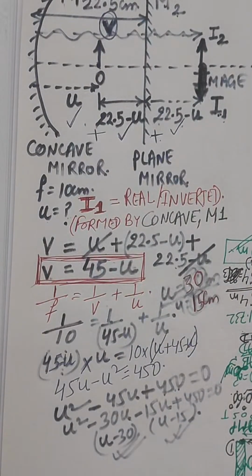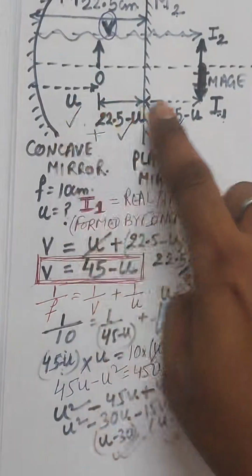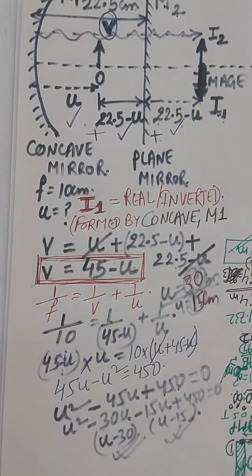Then at this distance, the image formed by the plane mirror and the concave mirror will coincide. That will coincide.